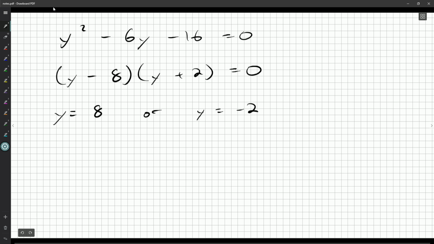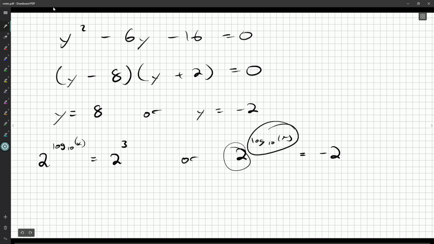Great, that's fine. We weren't asked for values for y, we were asked for values for x. So we need 2 to the log base 10 of x is 8, which I'm going to write as 2 to the 3, or 2 to the log base 10 of x is negative 2. But unfortunately, 2 to the anything will never be negative. Now you could write that off to the side, or you could just do what I do, which is put an x through it and say, not valid or does not work.